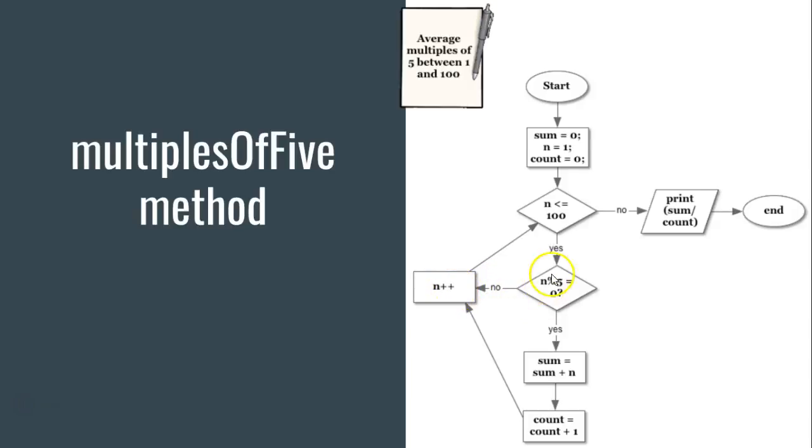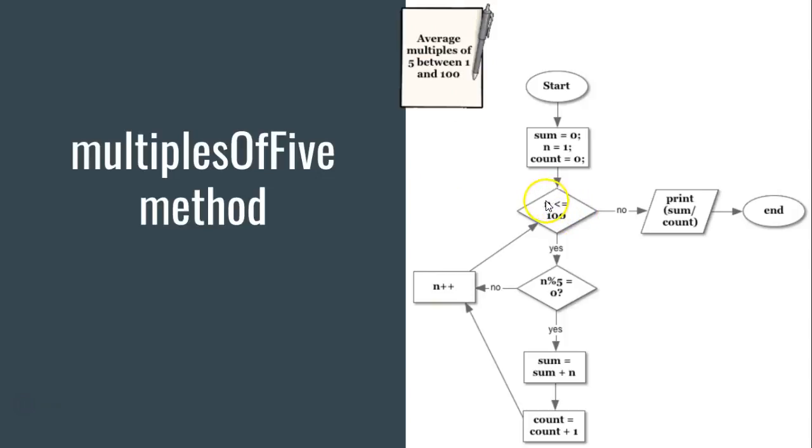And that's also the no for this decision diamond, because I need to increment to the next number no matter what. So if it's no, I'm not going to do this adding part, so I'm not going to add it in. But I still need to get to the next n, because that n is what's going to make me go through every single number between 1 and 100.